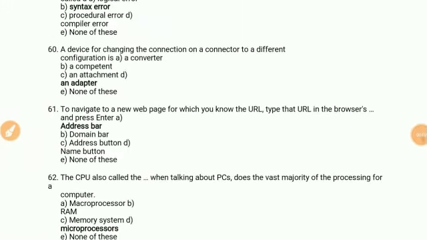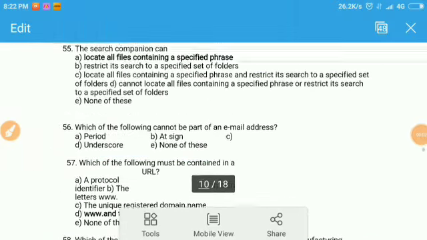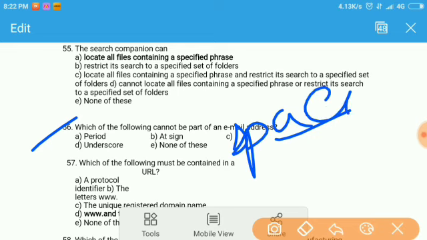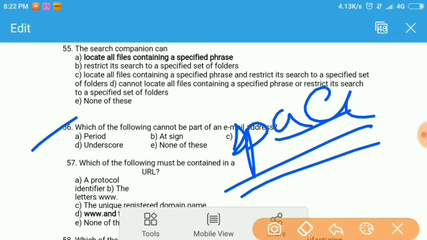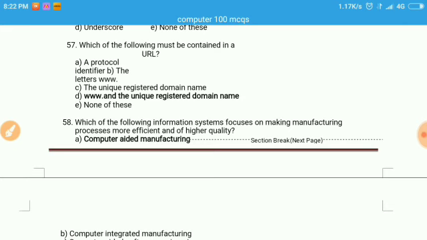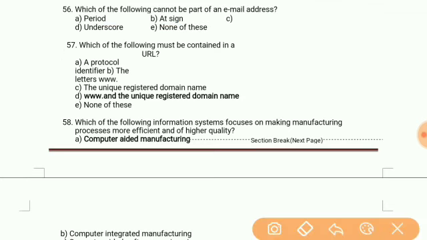Okay, so next is number 56. Which of the following cannot be a part of an email address? Space cannot be a part of an email address. Then which of the following must be contained in a URL? That is www dot and the unique registered domain name. These must be in a URL address.